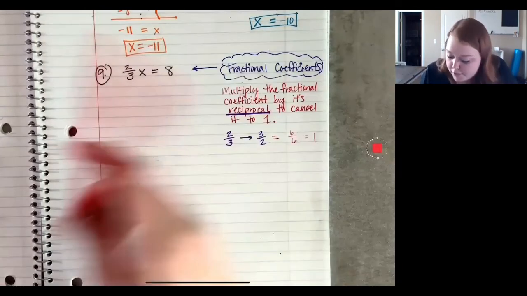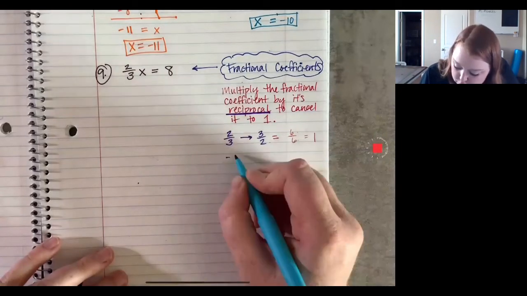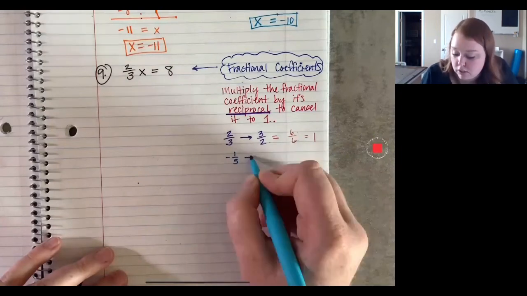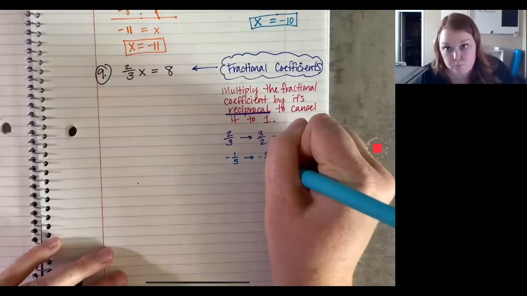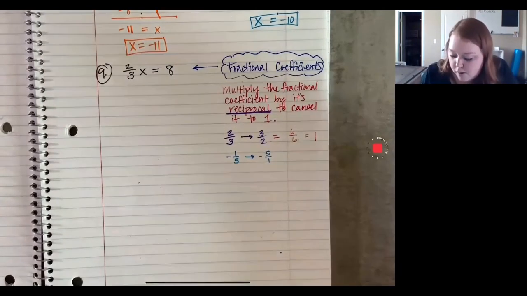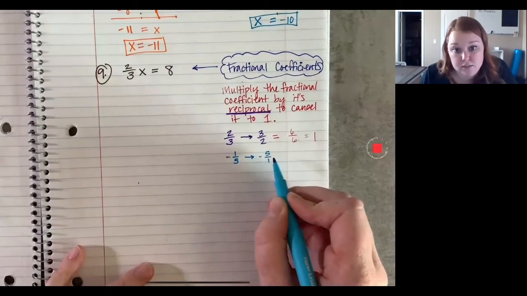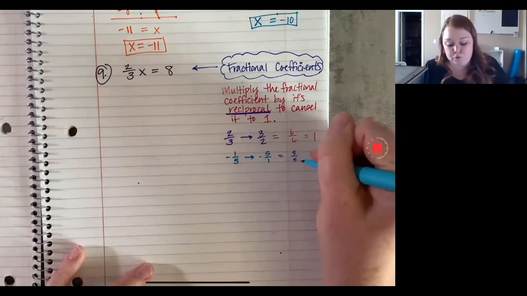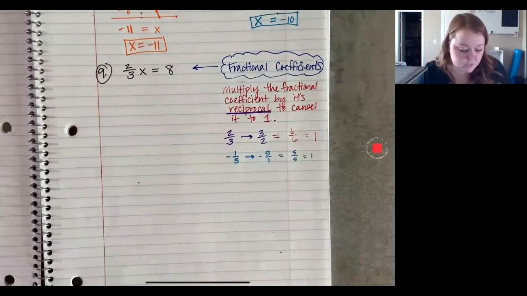Another example, if your fractional coefficient was -1/5, well, the reciprocal of -1/5 is -5/1. I literally just flipped the numerator and denominator, okay? If I were to times that, well, first of all, a negative times a negative is positive, right? Multiply the tops. 1 times 5 is 5. 5 times 1 is 5. 5 divided by 5 is 1. If you multiply any fraction by its reciprocal, it'll cancel to 1, okay?